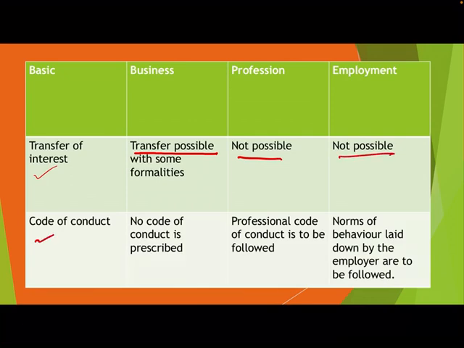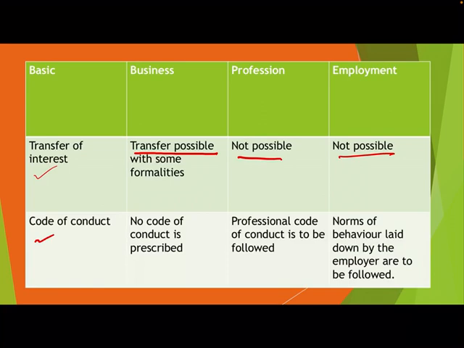Now, next basis is code of conduct. In business, there is no such code of conduct prescribed by any association to all businesses. Yes, now in the current scenario, we see that certain associations are there which provide a code of conduct to certain businesses, but they are not very much compulsory. Abiding by all these codes of conduct is not compulsory for all businesses. So we can say that there is no such code of conduct prescribed for the business.